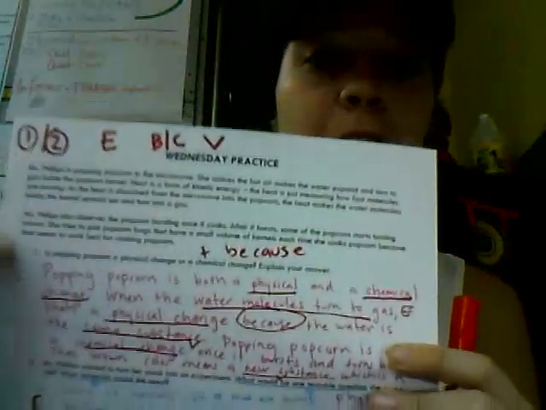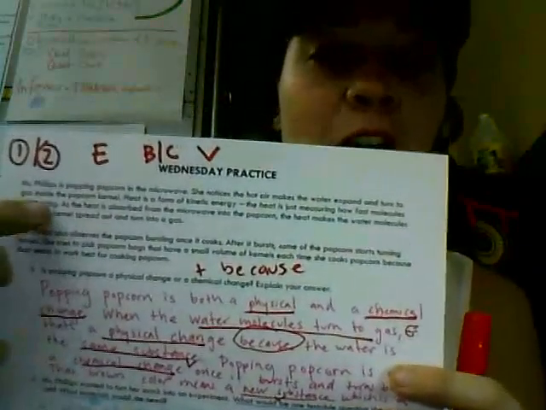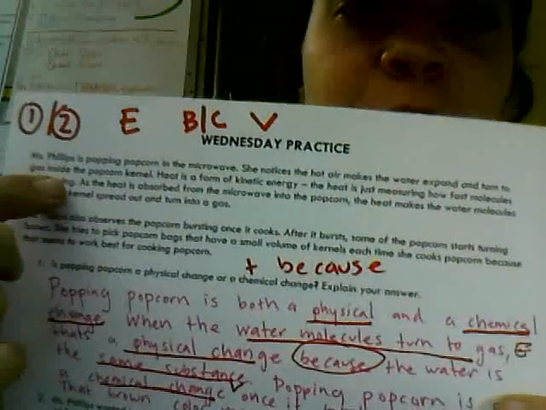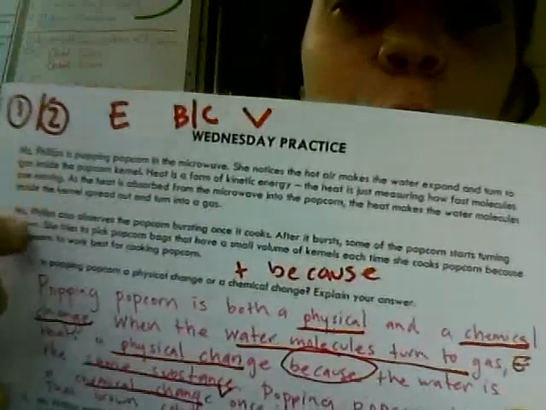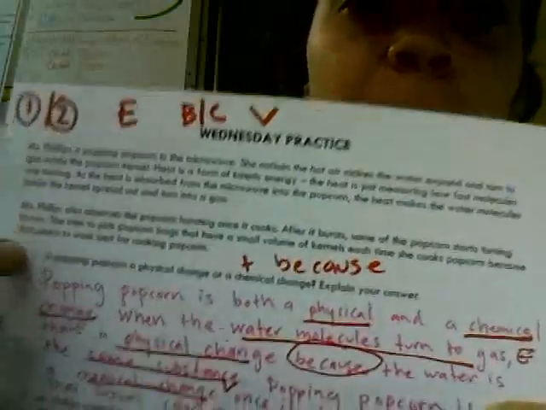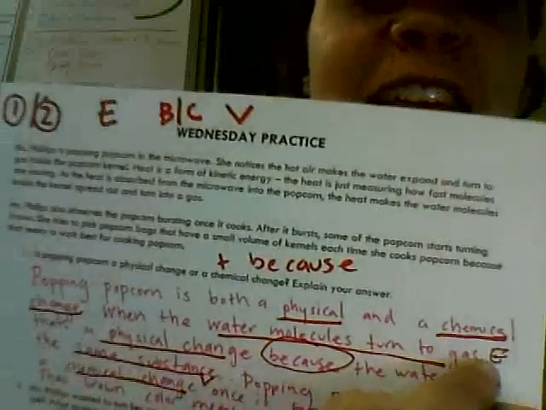After you check for your A, check for your C. Did you use evidence from up here? So every time you talk about specifically what Miss Phillips did and you used words or phrases from here, underline it and put an E next to it.